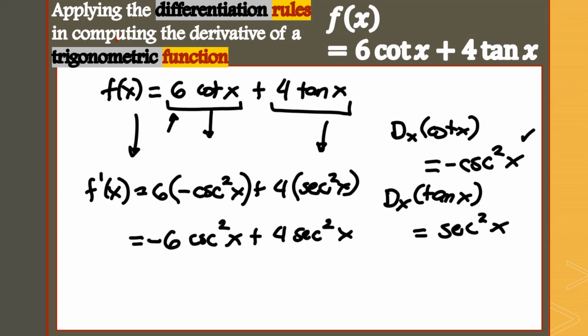Now, of course, you can express this as 1 over sine, this as 1 over cosine, but since we can no longer combine them using those identities, let's stick with this, and this would be our final answer for this video. Again, please be guided with the differentiation rules for trigonometric functions, as well as the already proven and provided differentiation rules such as constant, constant multiple, and the rest.